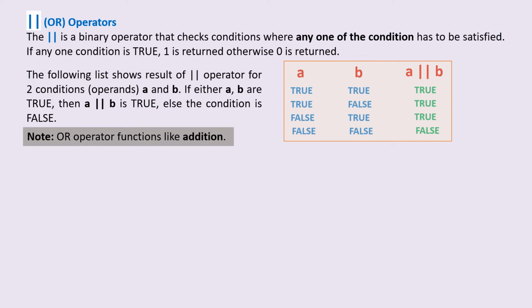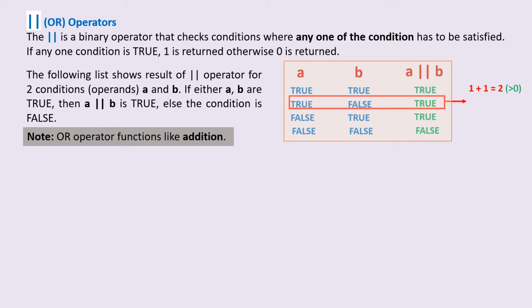Let's check the first row. Since A is true, that is, 1, and B is also true, or 1, then A or B would mean 1 plus 1, which is 2. 2 is greater than 0, and that means true. So, the result of A or B is true.